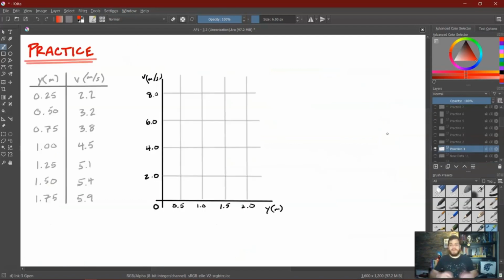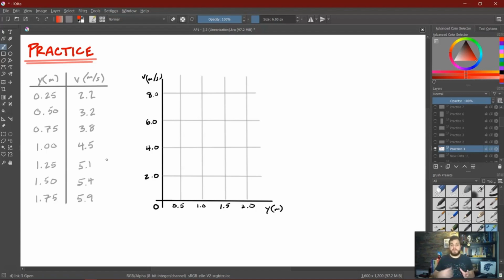Now, we're going to utilize linearization many times throughout this year, and you're going to be able to get to the point where you can do it completely on your own. But let's go ahead and give another example so we can make sure we can do this fully and completely. So let's say, for instance, we've got two sets of data here. We've got y in meters, so we've got 0.25, 0.50, 0.75, etc. And we have the velocity in meters per second, 2.2, 3.2, 3.8, 4.5, etc.